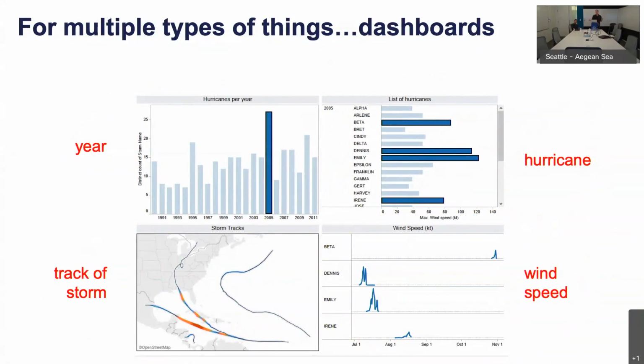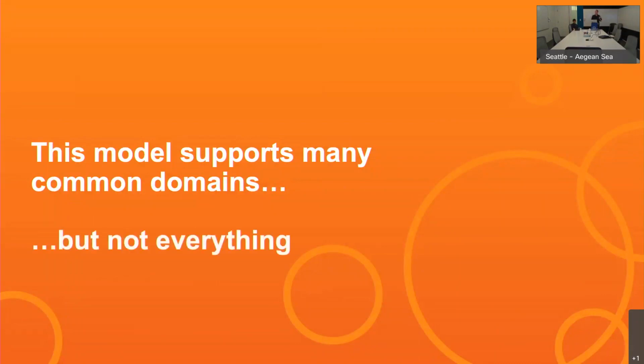You put those all together into a dashboard, tie them together with filter actions. You click on 2005, it filters the other visualizations to just that year. Then you click on the different storms, and you can bring up just those storms that'll filter the other visualizations. And this model supports a lot of common domains, but it doesn't support everything.